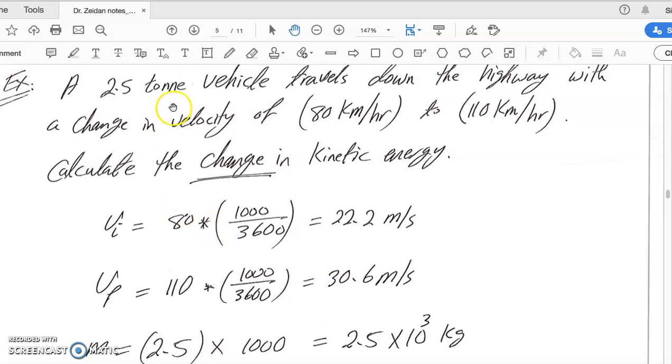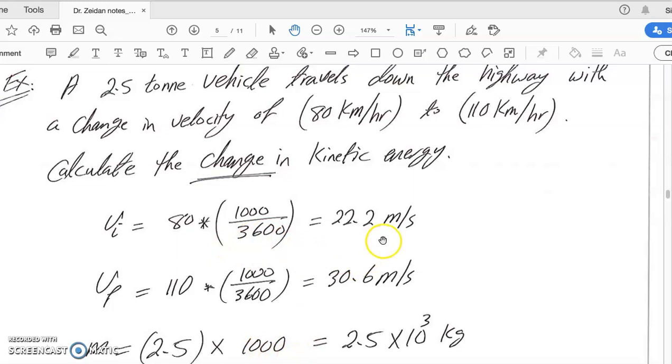The mass is in ton. A ton is 1,000 kilogram, the 2.5 ton vehicle. So we convert the mass into kilograms by multiplying it by 1,000.